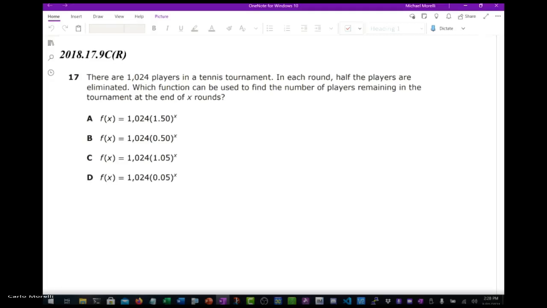Well, let me ask you a question. What number comes to mind when you hear half? 0.5. Great. Now this is decay, right? So we're not going to have that 1.5. It's just going to be 0.5. B is 0.5. What is the starting value? What's the y-intercept? So what's the answer here? Is it B or D? B, because it's 0.5. 0.5 means half. Remember, 2 meant double. 0.5 means half.